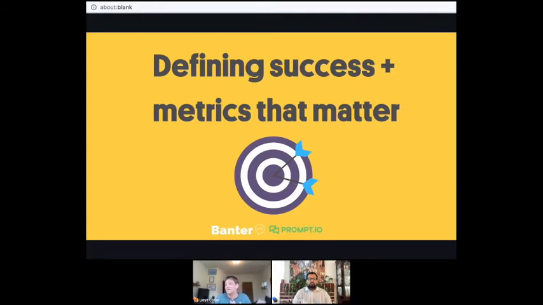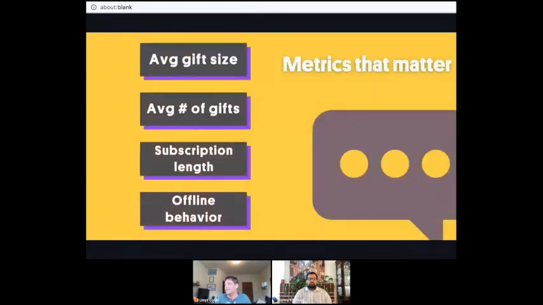So, to me, something like average gift size, right? Do SMS subscribers give more than email-only subscribers? Are they giving it in other channels? To me, that doesn't matter, right? If I can show that text subscribers give substantially more than email-only subscribers, even if they're giving by email, then to me, that's a win, right?